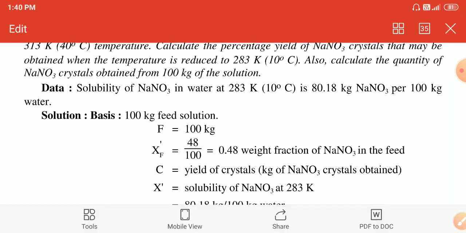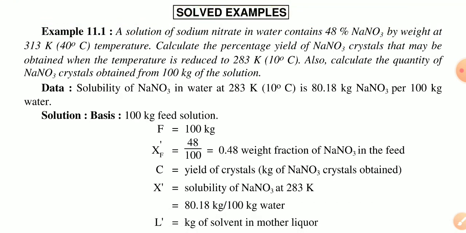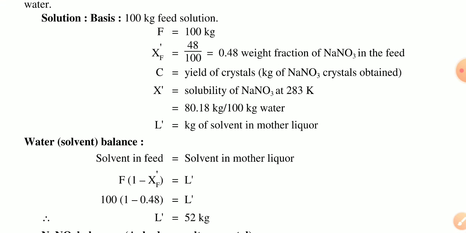Okay, on this basis, the solubility of NaNO3 in water at 283 Kelvin, 10 degrees, is 80.18 kg NaNO3 per 100 kg water. The basis is 100 kg feed solution, so F is equal to 100 kg, and X'F is equal to 48 by 100, which is 0.48 weight fraction of NaNO3 in the feed.